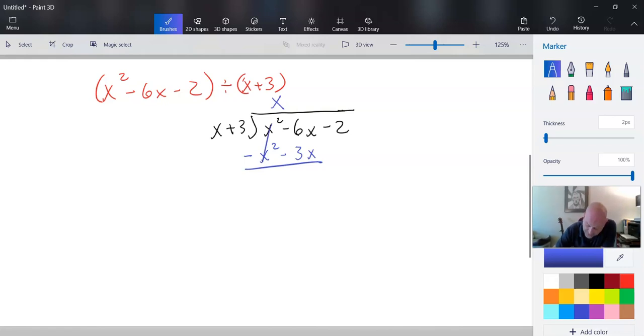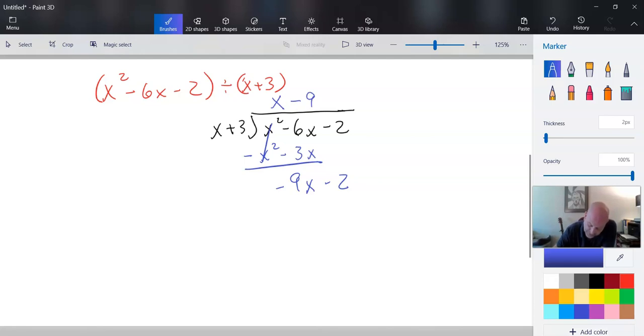Now, if I add straight down, that cancels. Adding these together gives me minus 9x. See, that's what I was talking about with the signs. Even though it's subtraction, you're really just adding things. And then I'll bring down the minus 2 here. And I ask myself, x times what gives me negative 9x? And the answer is negative 9.